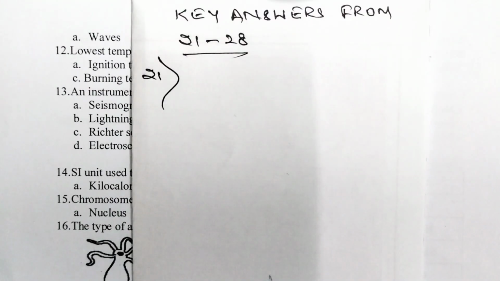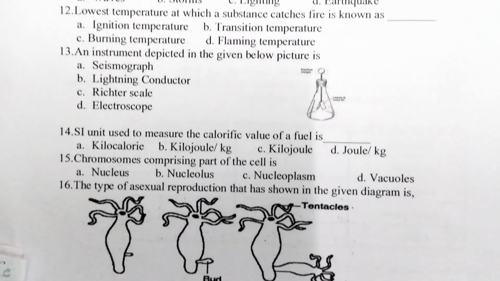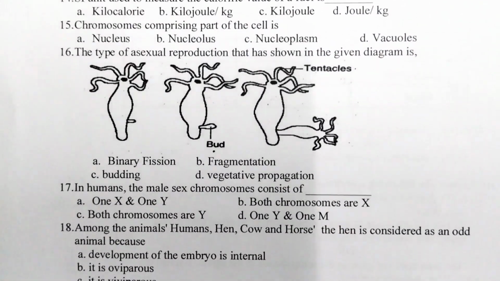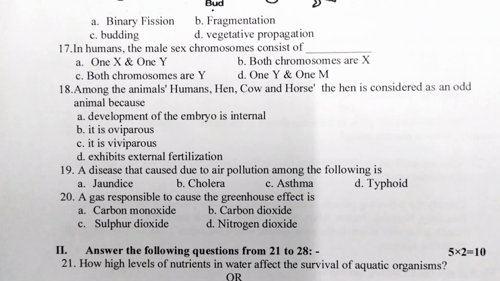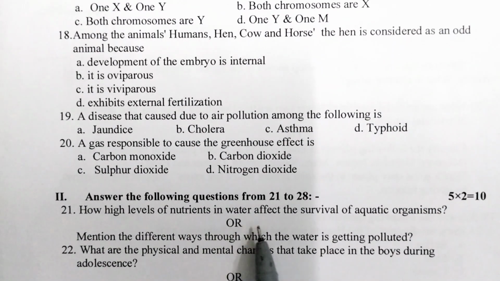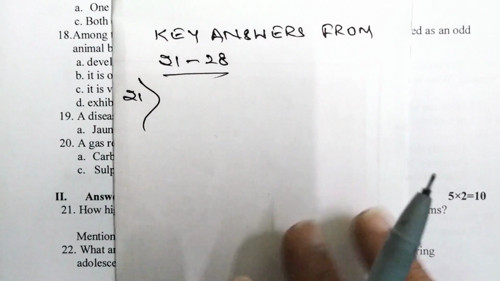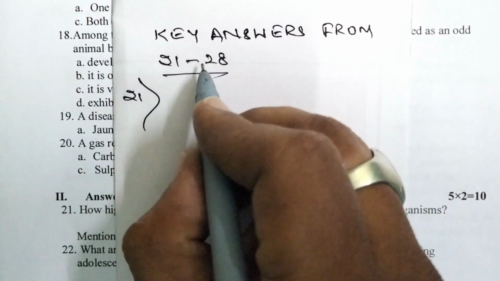Now let us answer questions 21 to 28. Let us see what the 21st question is. The 21st question is: how do high levels of nutrients in water affect the survival of aquatic organisms? So now let us answer this question, the 21st question.